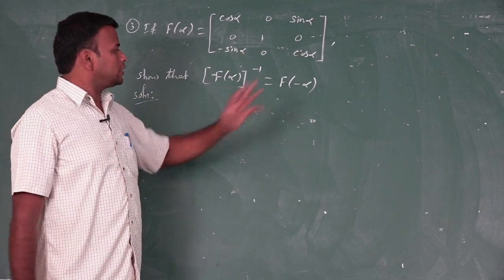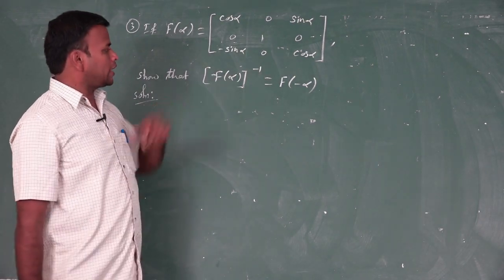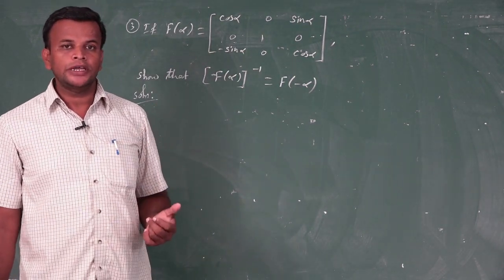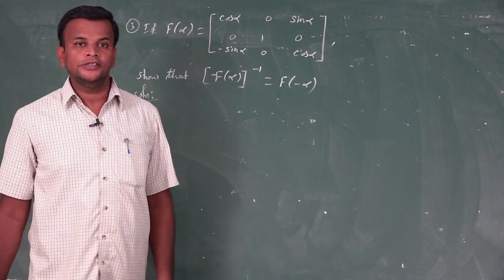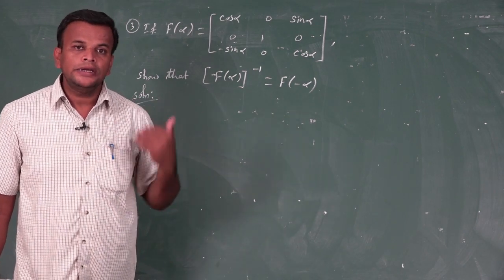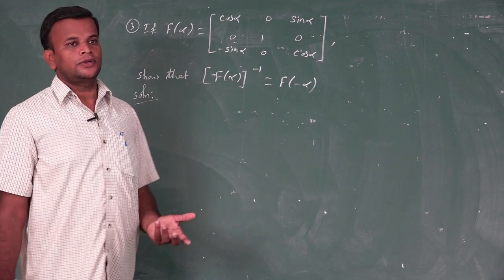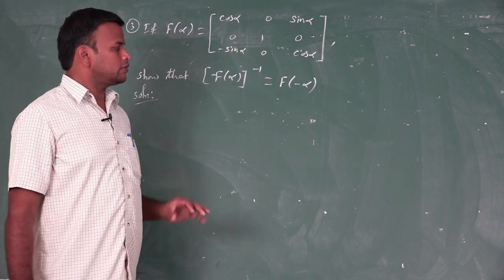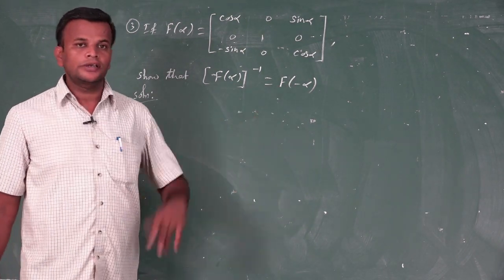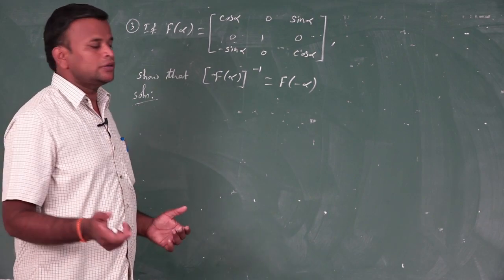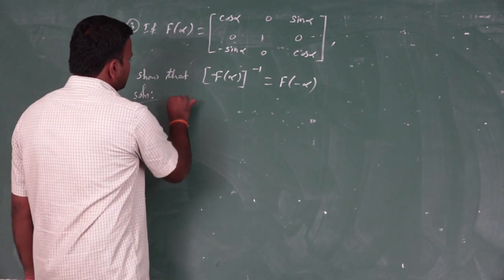Now to check whether both are equal or not, we have to show that the two sides are equal. You know the formula of A inverse: A inverse is 1 by determinant A into adjoint A. So F of alpha the whole inverse is 1 by determinant of F of alpha into adjoint of F of alpha. We check that this value is exactly equal to F of minus alpha. But F of minus alpha is very easy to calculate, so first we find the easiest one. For the given matrix F of alpha, first I find the value of RHS.